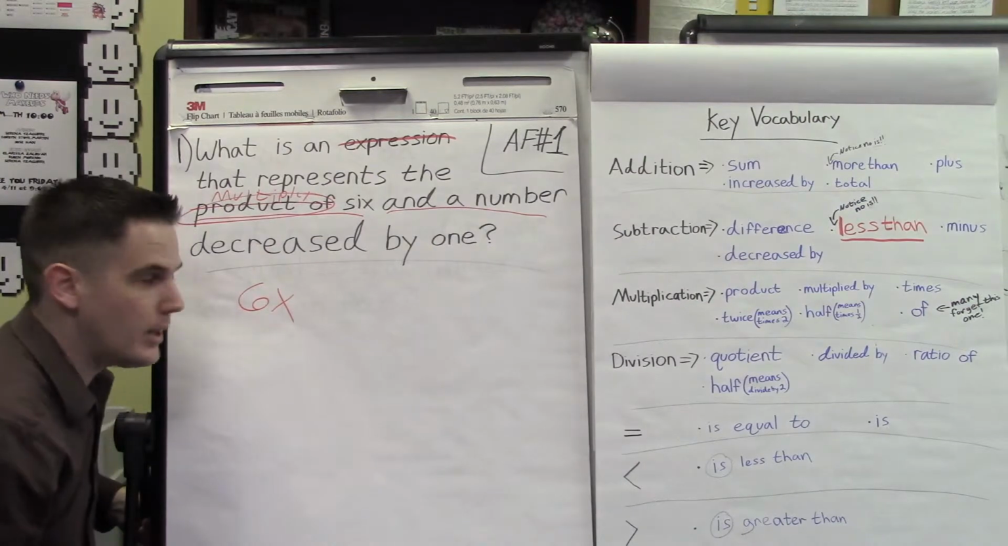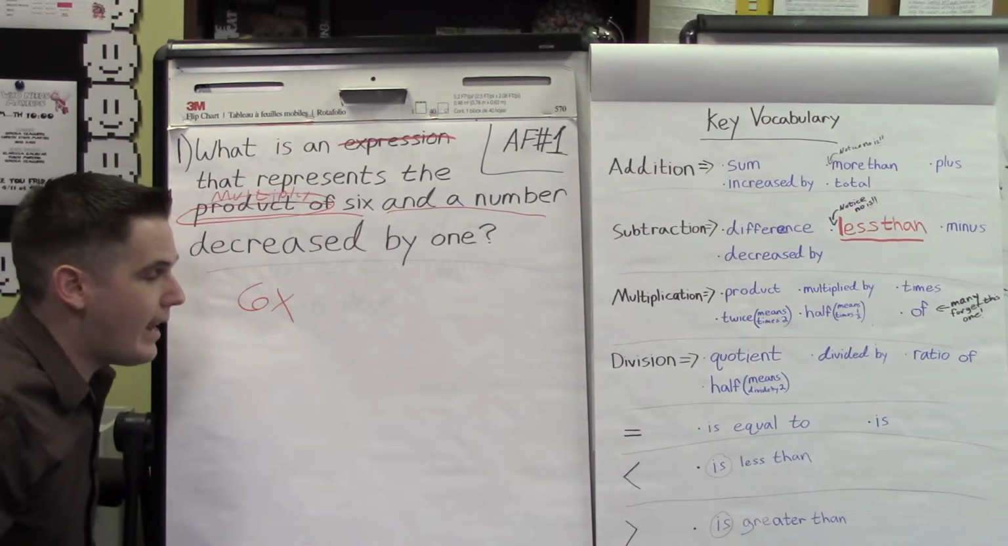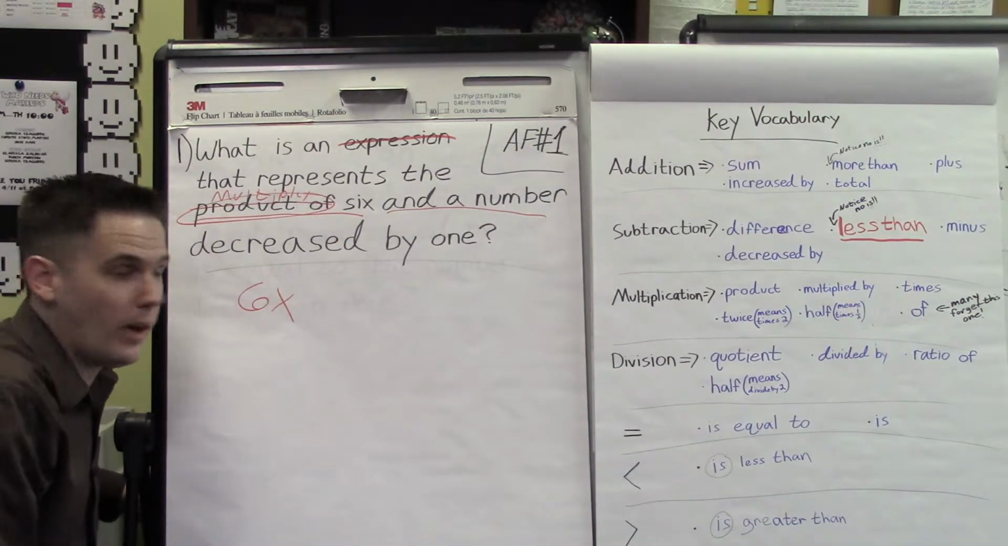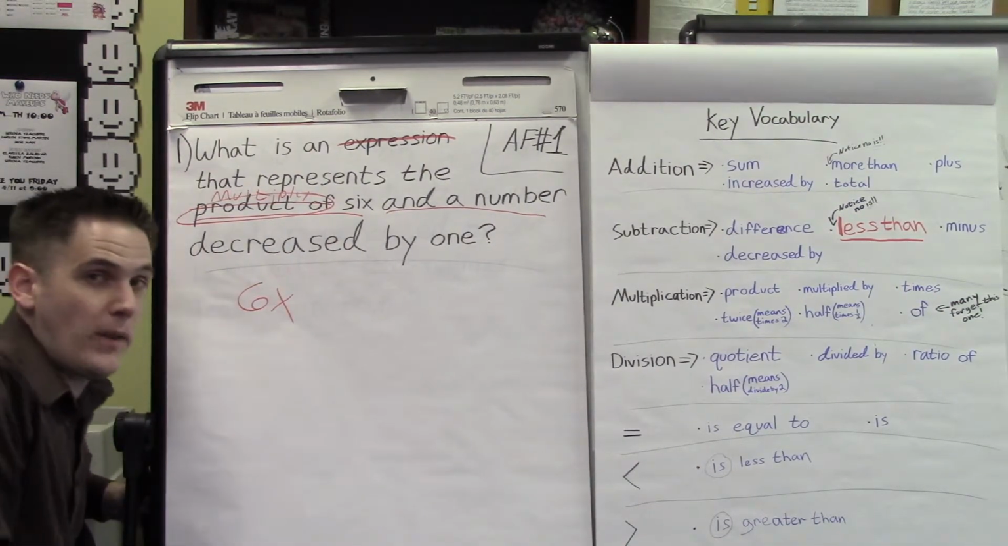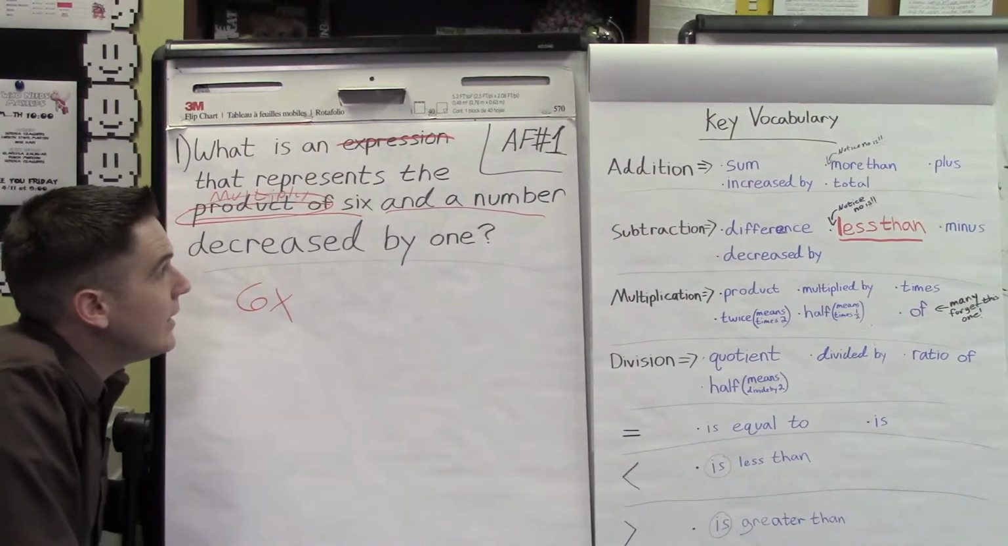You don't know what the number is, so it's a letter. I picked X, you can pick Z, you could pick A or D or whatever letter you want. It means a variable. Generally I go with x because that's what they use. But you could use n. A lot of people like n, and that's totally fine.